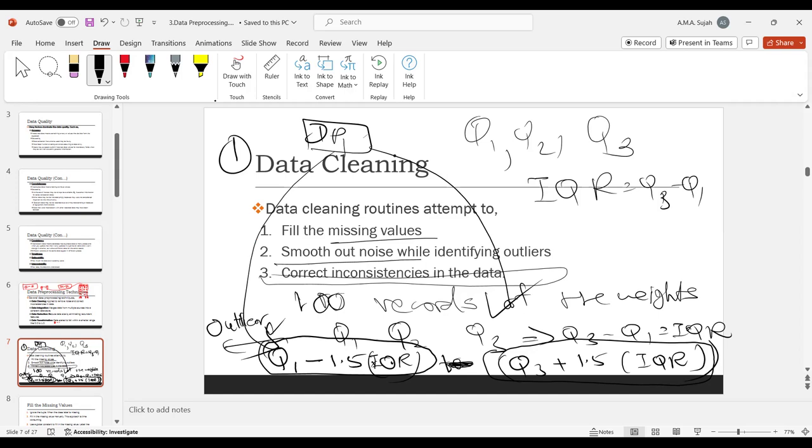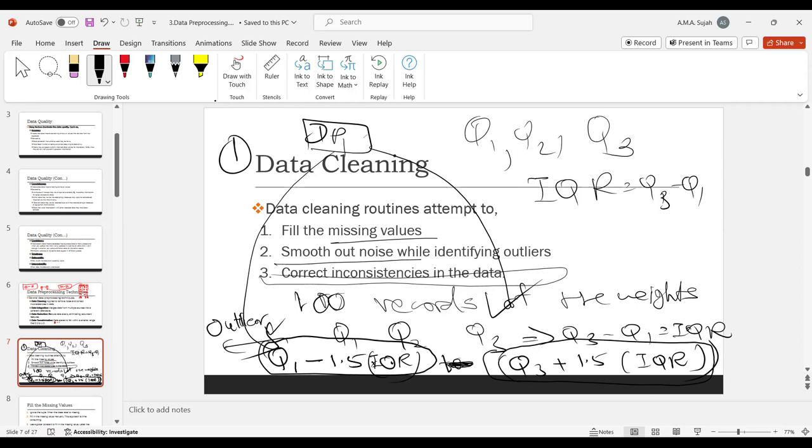If there are any data points above Q3 plus 1.5 times the interquartile range, we can say that is an outlier. Similarly, if there are any data points below Q1 minus 1.5 times the interquartile range, those are also considered outlier values. So this way we can remove the outliers, right?